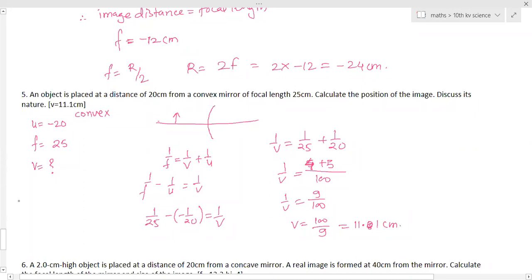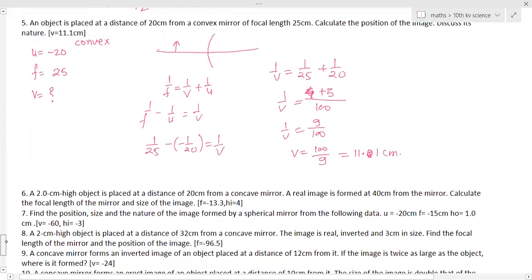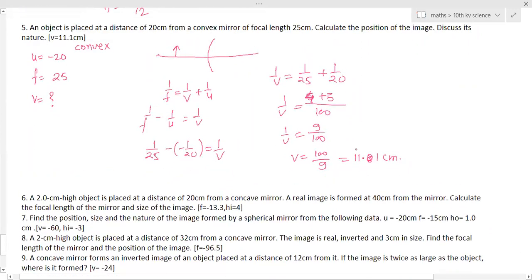What is its nature? V is positive. The value of V you got as a positive value. So what might be the nature of the image? Virtual. And if it is a virtual image, that means it should be erect, and diminished.